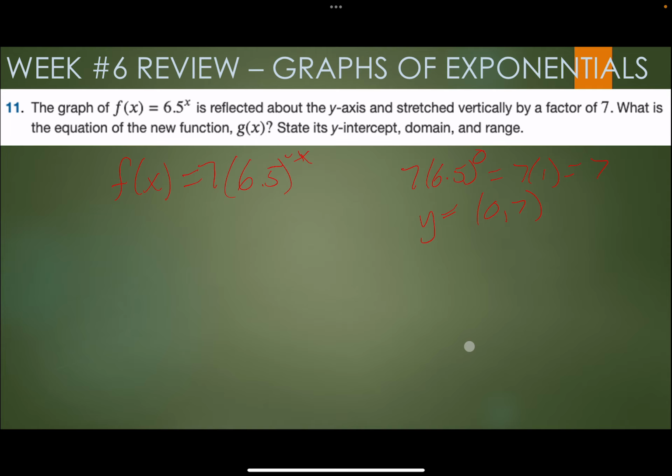The domain, like the domain for all exponential functions, is all real numbers. So the domain is all reals. That's going to be negative infinity to infinity. The range, now we've got to think about this.